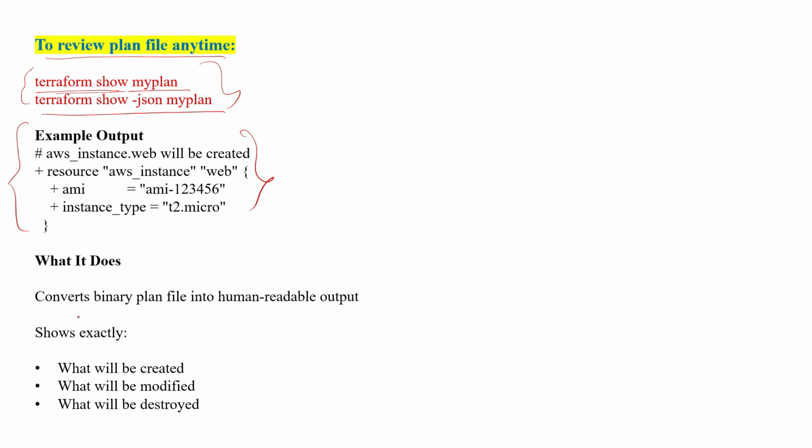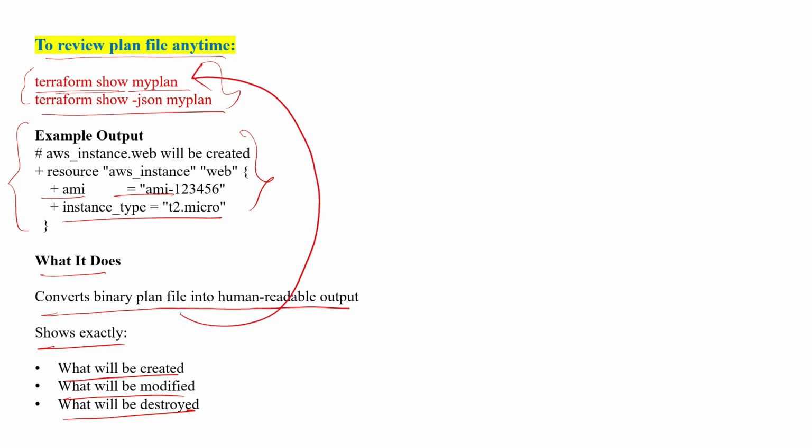Here what we are doing is creating an EC2 instance machine. What it does is convert the binary plan file into human readable output, so exactly what will be created, what will be modified, what will be destroyed. So once you run this show command with the plan file name, as I said, this is a binary file, you cannot read it in a text editor. Once you run the Terraform show command with the name of your file, it will automatically convert this file into a human readable form, and the output will be displayed on the screen.